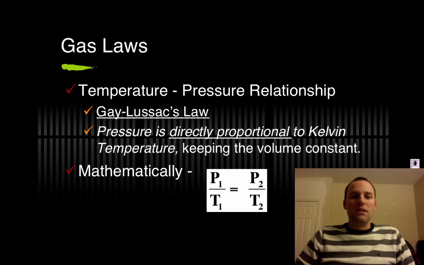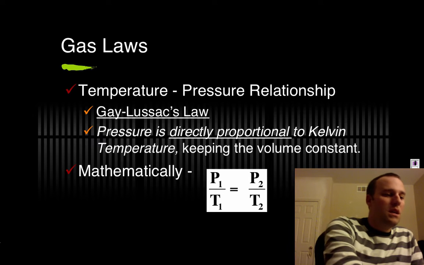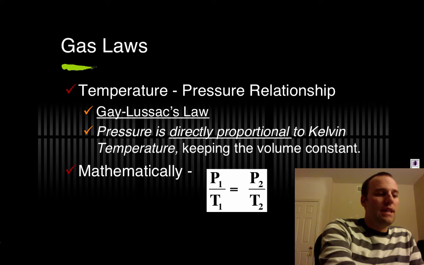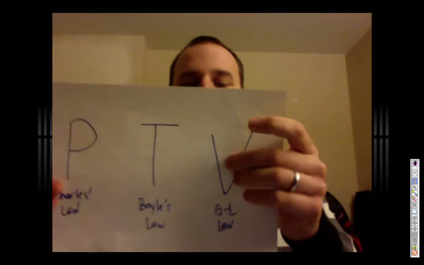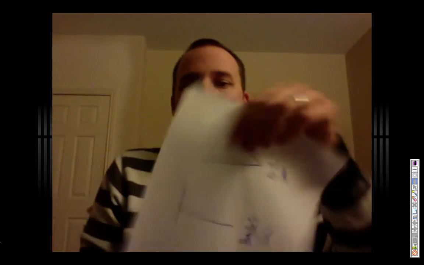Okay, there's one more law, and yes, it has a funny name. Get over it. It's called Gay-Lussac's Law. Okay, and Gay-Lussac's Law says that pressure is directly proportional to Kelvin temperature, keeping the volume constant. So we're going to write that one underneath V for volume, because we're holding the volume constant. And look, it still works. When the pressure goes up, the temperature goes up. When the pressure goes down, the temperature goes down, and vice versa.